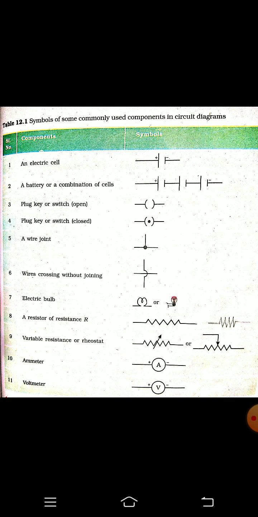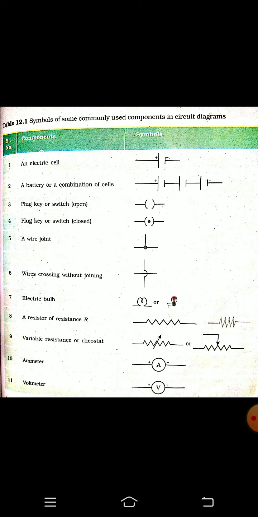So, now we will learn some of the components which are used in electric circuit diagrams. You can refer to page number 203 in your textbook. Table number 12.1 shows us symbols of some commonly used components in electric diagrams. That means when we use electric circuit diagrams, we will make use of these symbols. So it is necessary for you all to remember the symbols. Let us see one by one.